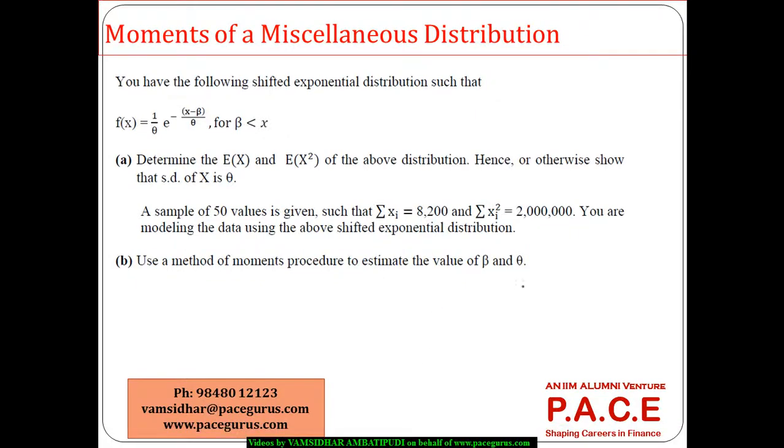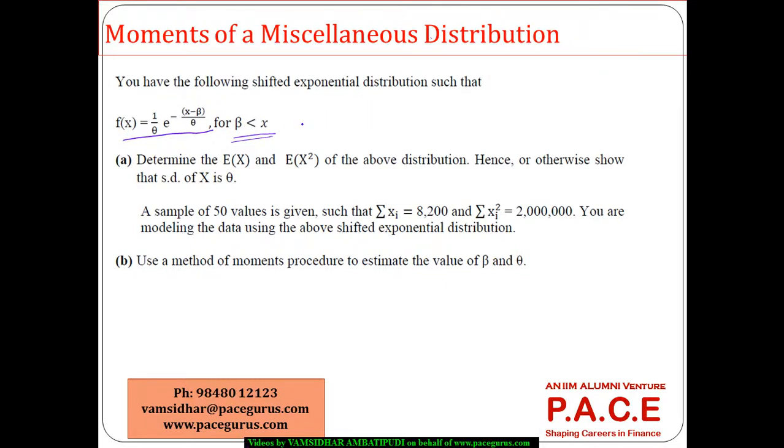Now, let's look at a numerical which will help us in computing the moments of some miscellaneous distribution for which we have the probability density function. So, for example, look at this. There is a probability density function given by f of x equal to 1 by theta times e to the power of minus (x minus beta) by theta, where x is greater than beta.